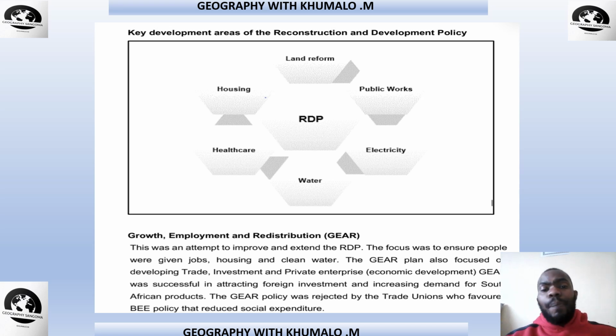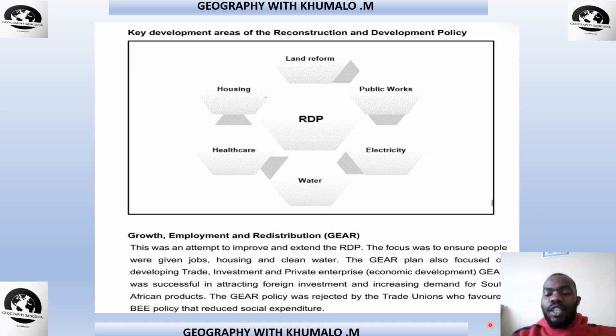When we continue about this policy, I want you to quickly look at this diagram, grade 12. These were the key development areas of RDP. So you spoke about land reform. You still remember land reform in settlement geography. There it is again: housing, healthcare, water, electricity, and public works were the key points of RDP. So RDP is not houses, but houses are part of the policy of RDP.